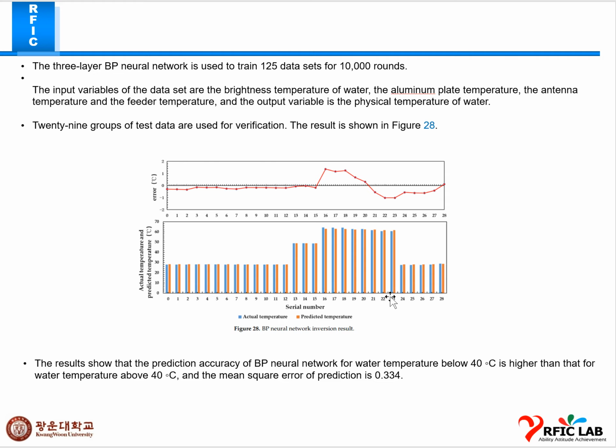This is the result when we used the BP neural network algorithm. This is the result of how much error we get, and the actual temperature and predicted temperature. So in this, the prediction accuracy of the BP neural network for water temperature below 40 degrees Celsius is higher than that for water temperature above 40 degrees. The mean square error of prediction is 0.334.